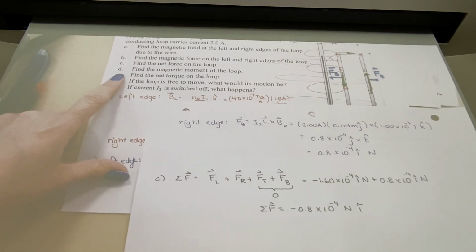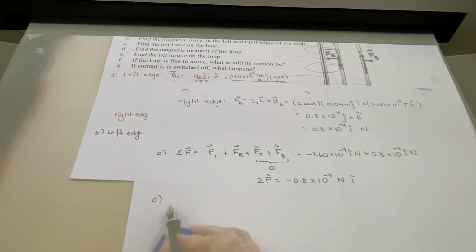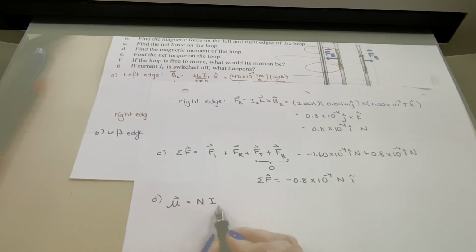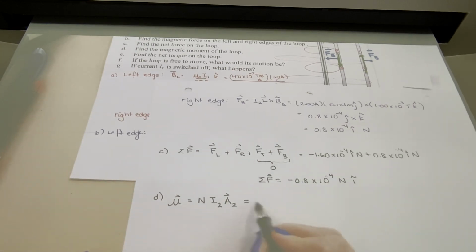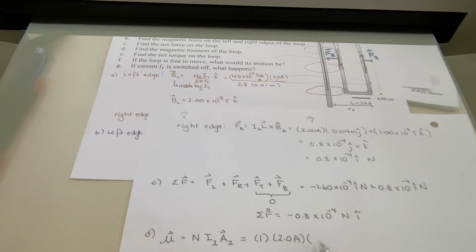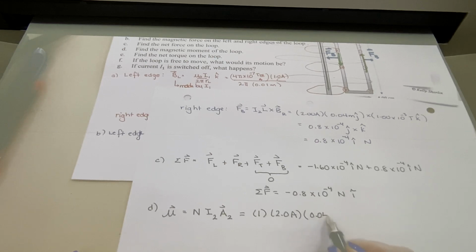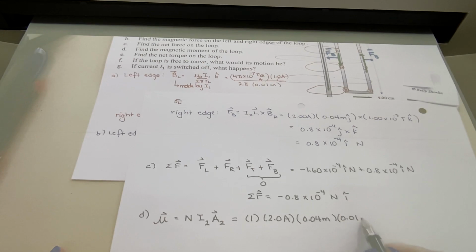Okay, next question, find the magnetic moment of the loop. So here we use magnetic moment. It's the number of loops times the current of the loop times the area of the loop. So we're just going to put in the numbers that we know. The number of turns is 1. The current through the loop is 2 amps. The area of the loop is the length times the width. The length was 4 centimeters times the width, which was 1 centimeter.